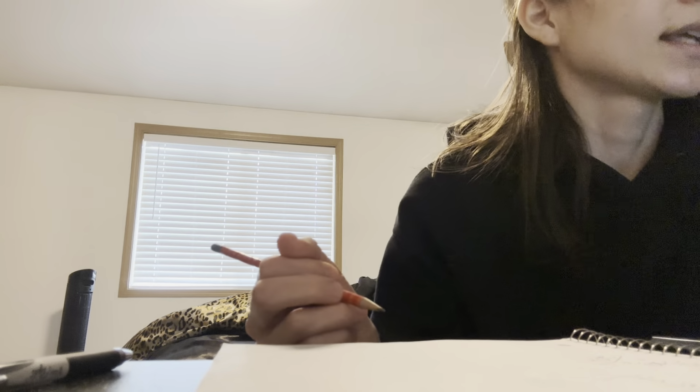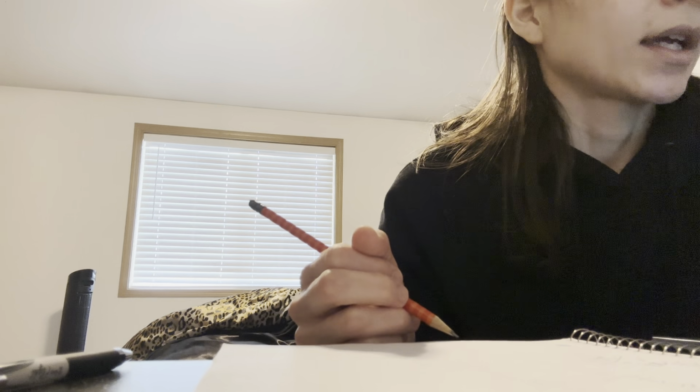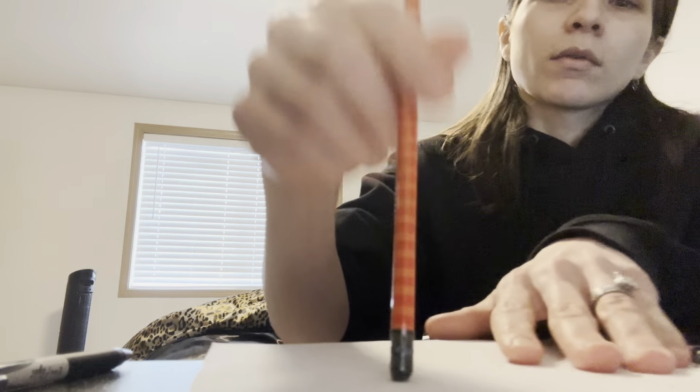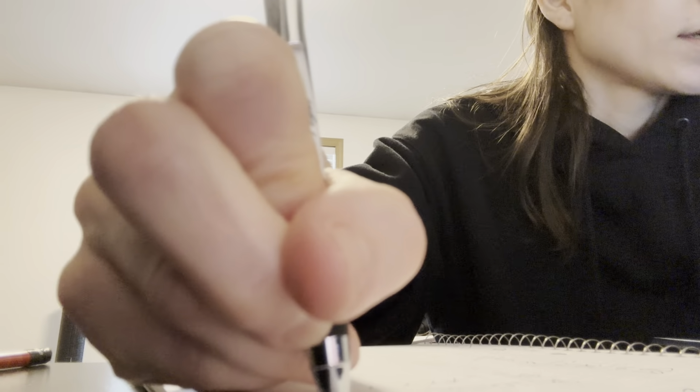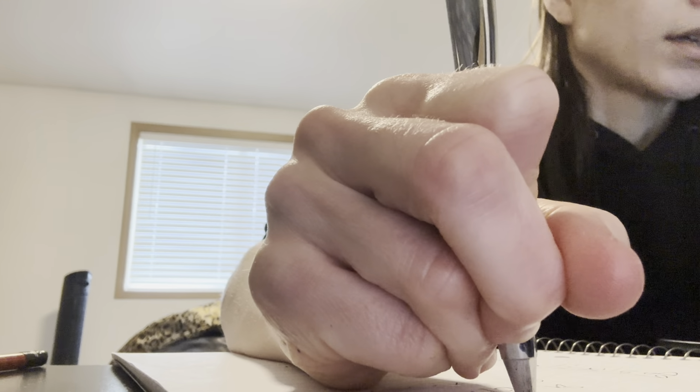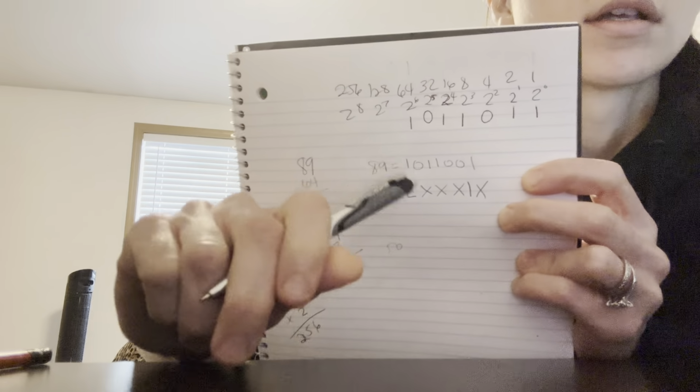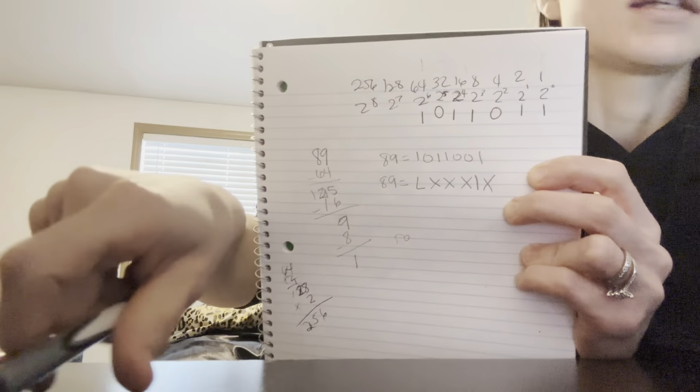And then the next question says, what is this number that is written in base 2 and base 10? I already have this written out, so I'm going to erase that. So we have 1, 1, 0, 1, 1, 0, 1. So that's what it shows. We need to convert it into base 10. So we would just add it.